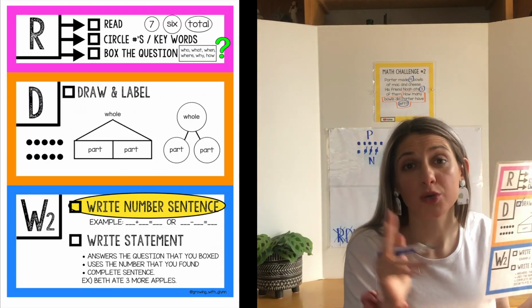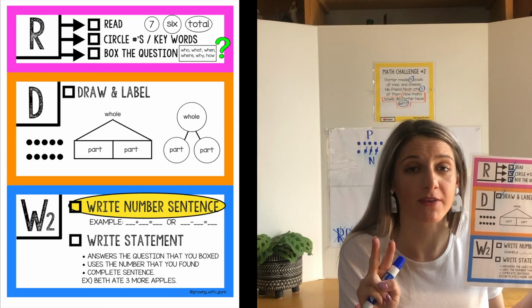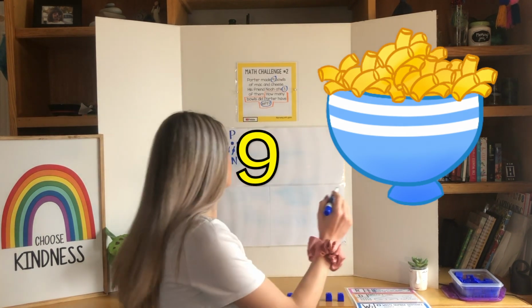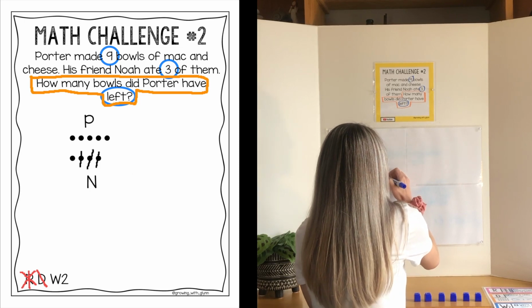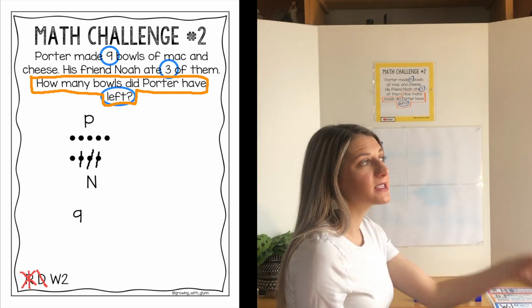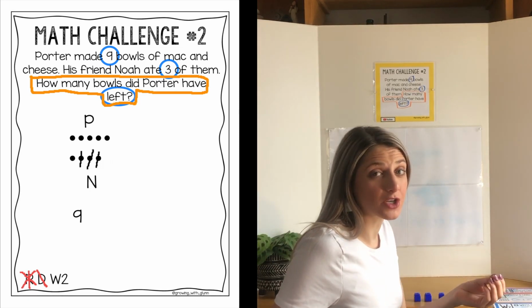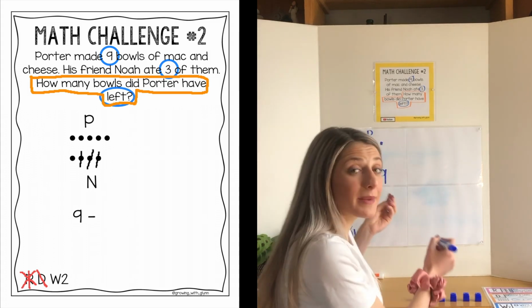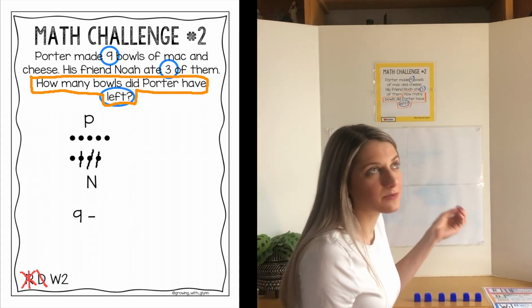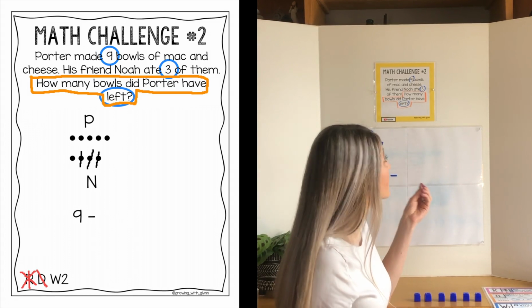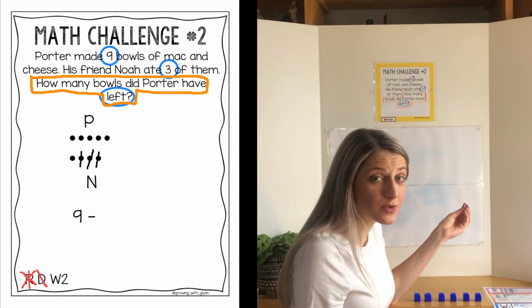Now we move on to W2. There's 2 things that we need to write for this section. The first thing we need to write is a number sentence. And just like the drawing, the number sentence goes right along with the problem as well. So Porter made 9 bowls of mac and cheese. What's our first number going to be? Then did we add some more in or take some away? We took some away, so that's subtraction because Noah ate some of the bowls. So I'm going to go ahead and make a minus sign. Now how many did we subtract? Well, what's our next step? His friend Noah ate 3 of them. How many did we subtract?